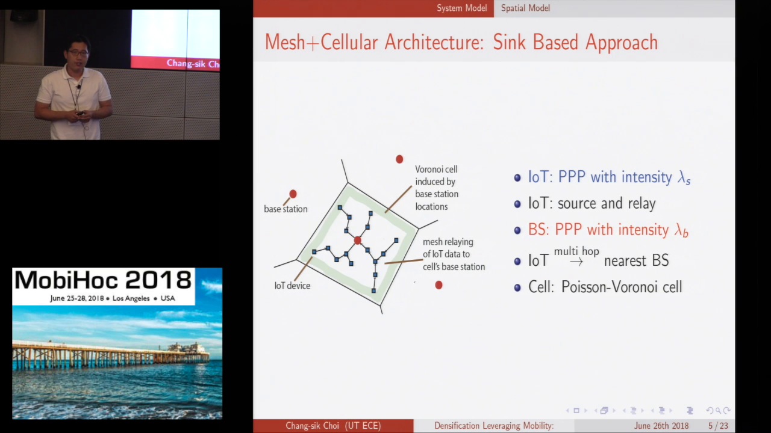The mesh plus cell architecture is an example of the sink-based approach. The IoT devices are given by a Poisson point process with density lambda s, shown by these blue spheres on the left. And these IoT devices are sources and relays. Independent of IoT devices, there are base stations also modeled by a Poisson point process with density lambda b. In general, the density of IoT devices is much, much higher than the density of base stations. In this mesh plus cell architecture, the information flow is from IoT devices to the nearest base station using multi-hop relay. So the cell is the Poisson Voronoi cell, and the blue lines on the left are the boundaries of the mesh relay.